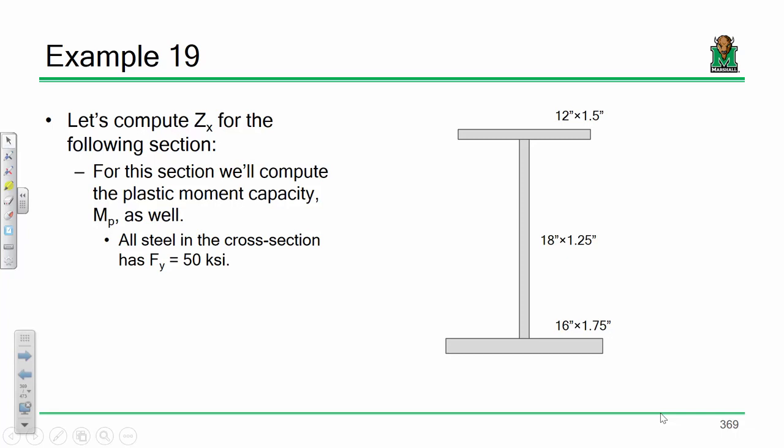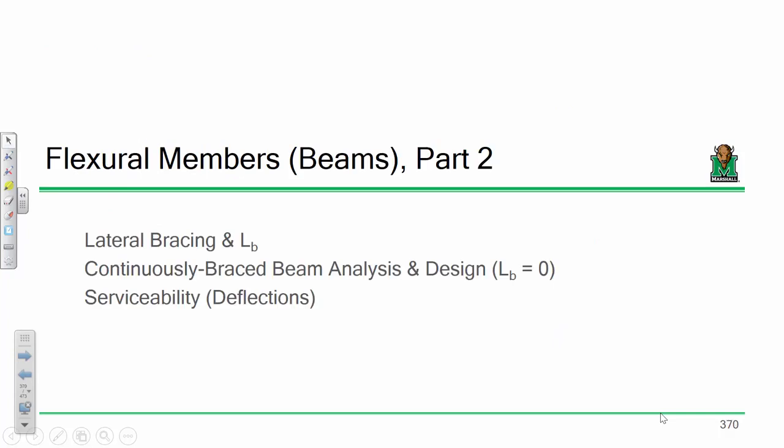Any questions about that? One of the things you'll find is, it's kind of weird. It's actually easier to compute a ZX than it is an SX. Like the elastic section property is actually harder to compute than the plastic ones. I always just found that a little strange, but that's sort of the nature of steel design. Okay.